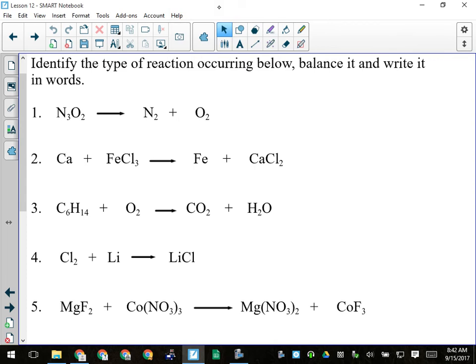So yesterday we went over the 5 reaction types in class. Okay, and we talked about how we write chemical reactions. We looked at balancing chemical reactions, right? So just a quick review, the 5 reaction types.